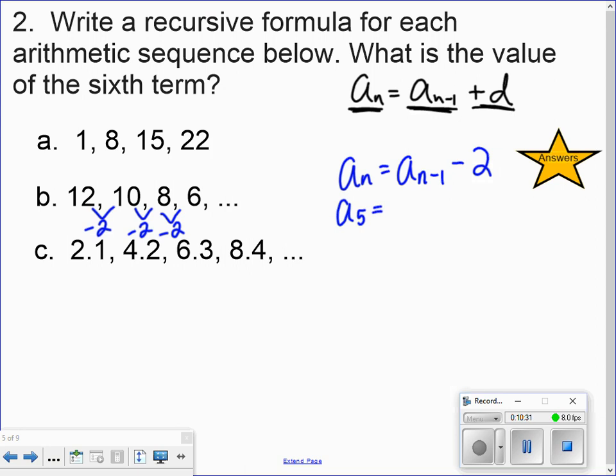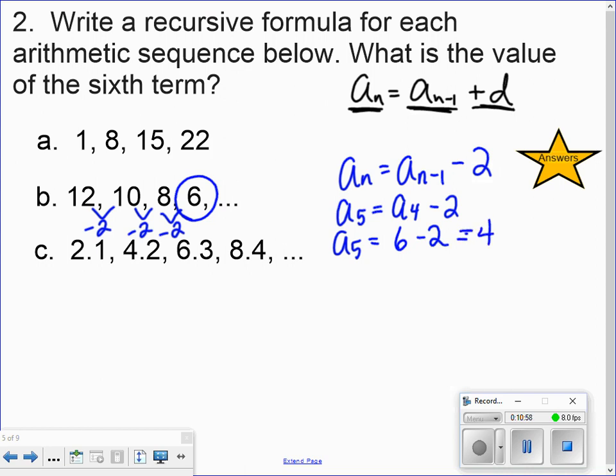We need the term that comes before the fifth term. So this would be a of n minus 1, or 5 minus 1, or the fourth term, minus 2. Now we know the fourth term. The fourth term is this 6 right here. So a of 5, or a sub 5, is the same thing as 6 minus 2, or 4.